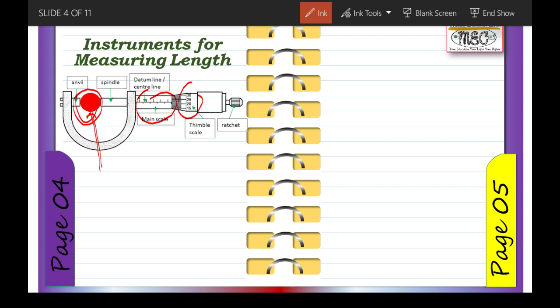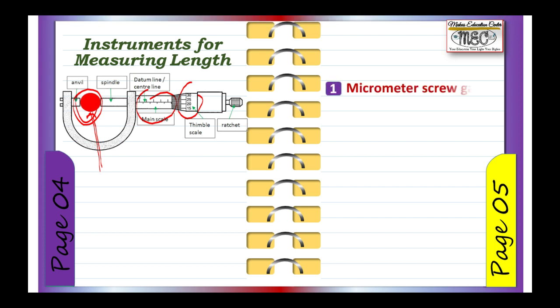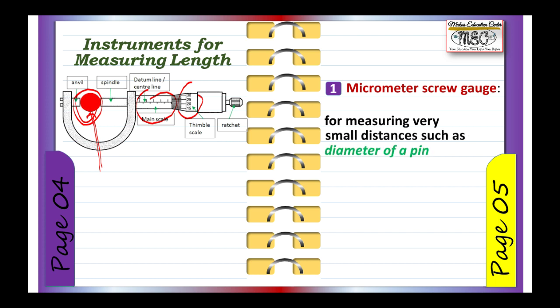As an information, micro means very small. That is why you call it micrometer screw gauge, because it is used to measure the small or the short distances. So micrometer screw gauge is used for measuring very small distances, such as the diameter of a pin. I think you know a pin. A pin is very small. So you cannot use a ruler when you want to measure the distance between the two ends of a pin. So it is also used to measure the thickness of a paper.